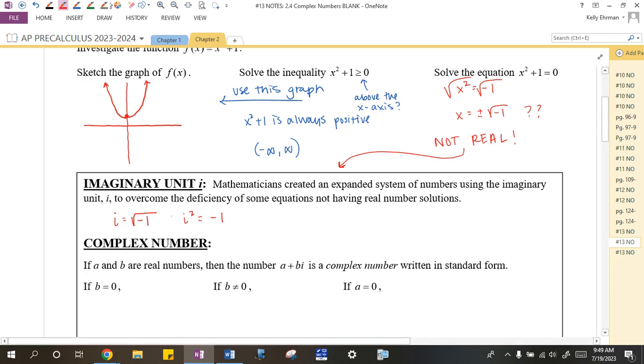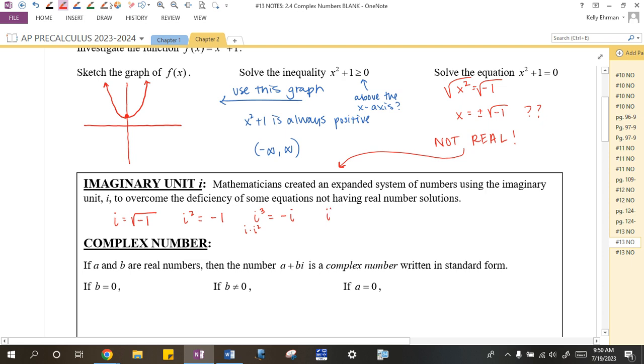So if that's i, and that's i squared, then i to the third, if we want to simplify that in terms of i, because I don't want to have my answers in terms of square roots, is just i times i squared, and that's just i times negative 1. So it simplifies to negative i. So as you're working with imaginary numbers, anytime you see i squared, you'll rewrite that as negative 1. Anytime you see i to the third, you'll simplify that to negative i.